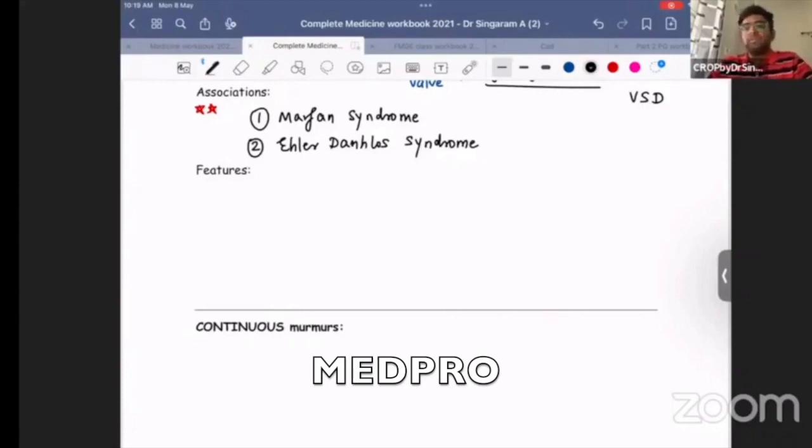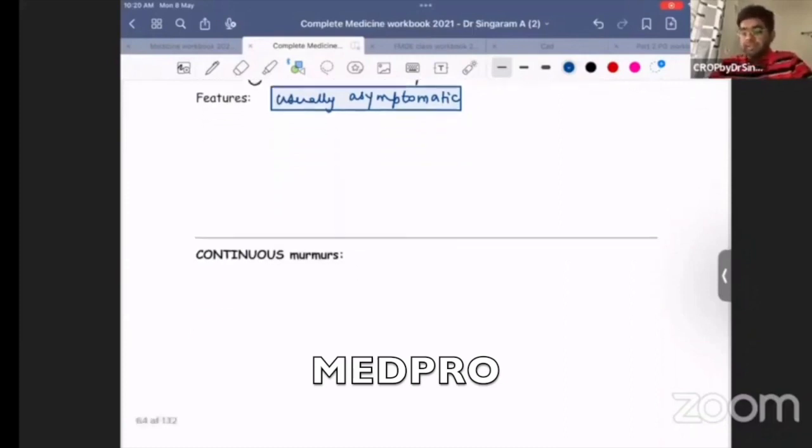Now, what are the features of this condition? Remember, I told you the presentation is in the adult age group, but this condition is usually asymptomatic. As such, patients will not present with any complaints. They come to the clinic for some other reason, for example fever, or some other problem not at all related to the heart itself. At that time, when you examine the patients, you will notice certain characteristic findings.